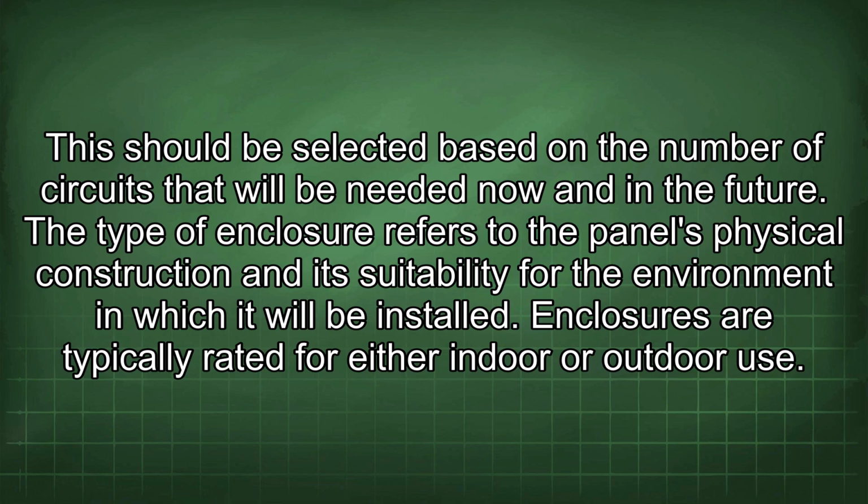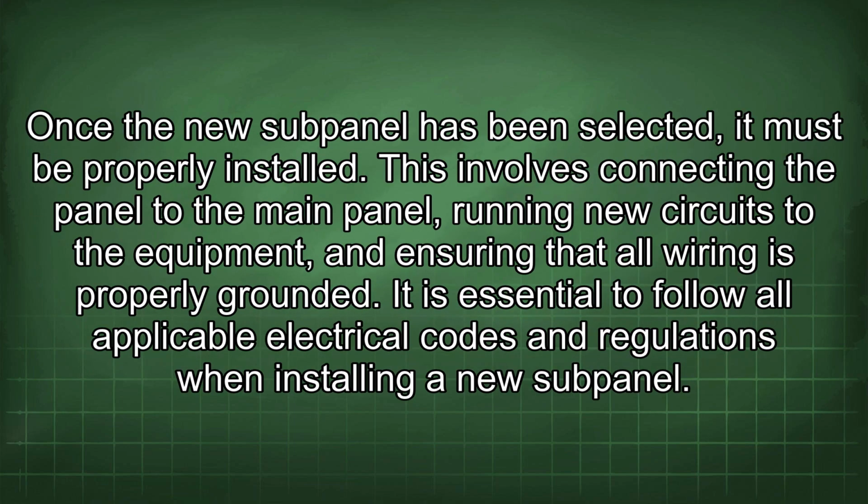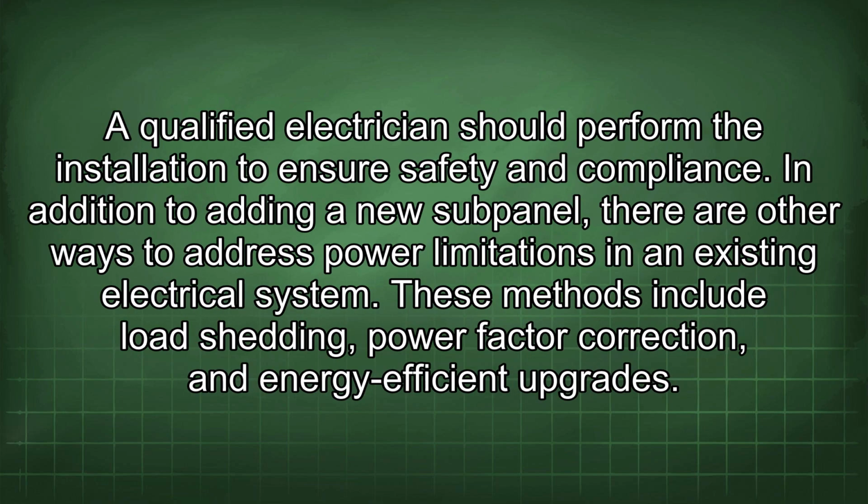The type of enclosure refers to the panel's physical construction and its suitability for the environment in which it will be installed. Enclosures are typically rated for either indoor or outdoor use. Once the new subpanel has been selected, it must be properly installed. This involves connecting the panel to the main panel, running new circuits to the equipment, and ensuring that all wiring is properly grounded. It is essential to follow all applicable electrical codes and regulations when installing a new subpanel. A qualified electrician should perform the installation to ensure safety and compliance.